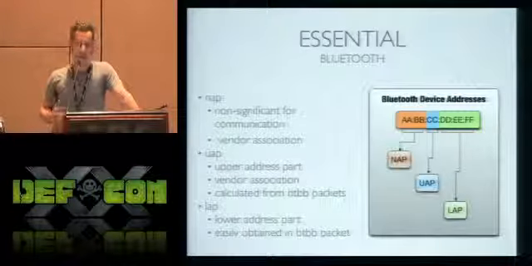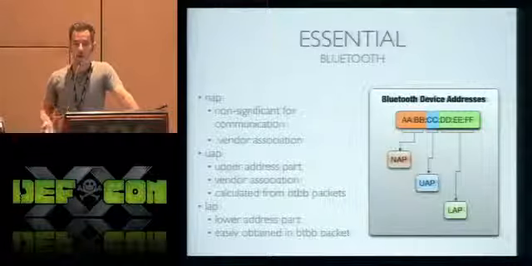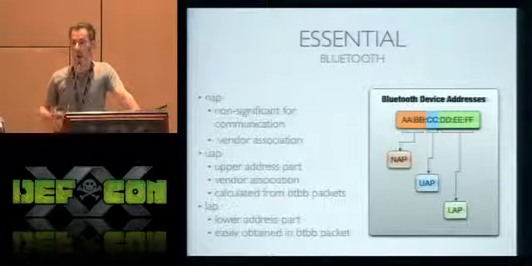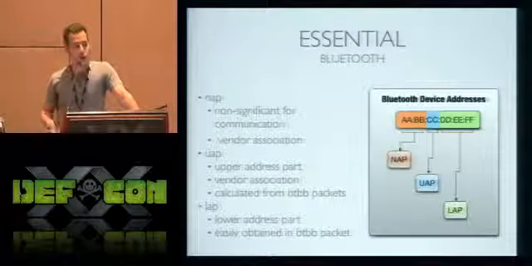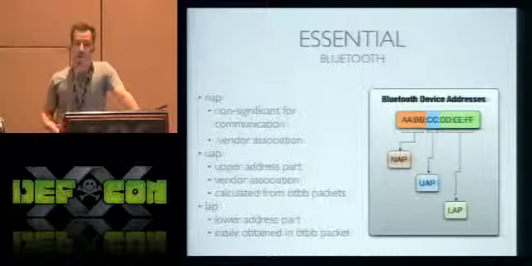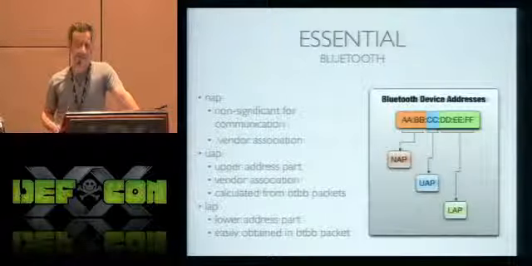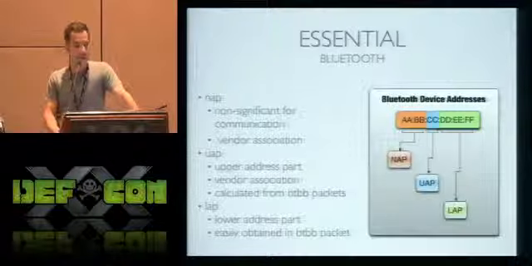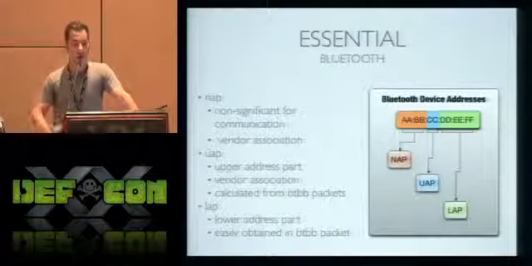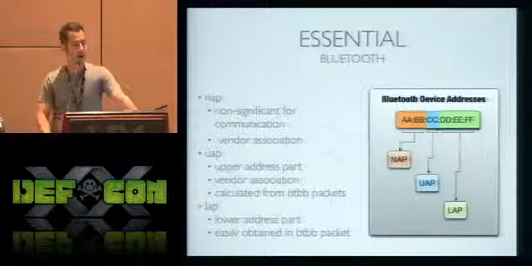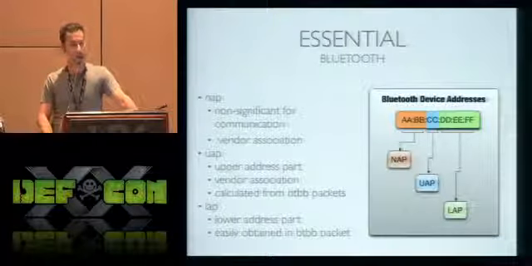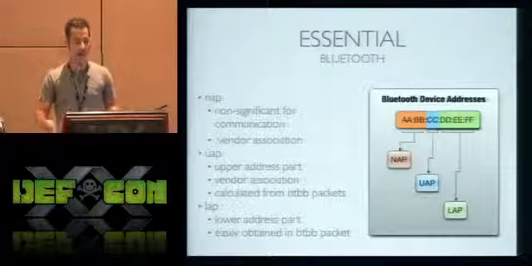And so the NAP is the non-significant address part, right? Because we don't need it. And luckily we don't need this because it's actually the hardest part to obtain when we're passively monitoring Bluetooth. The UAP can be derived from packets that we obtain during passive Bluetooth monitoring if the packet actually has a payload or data associated to it, right?